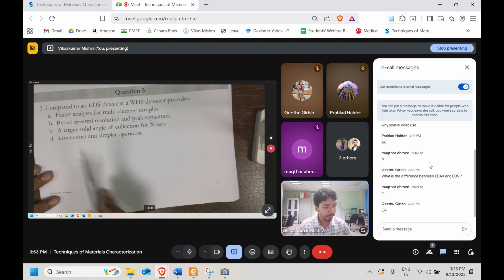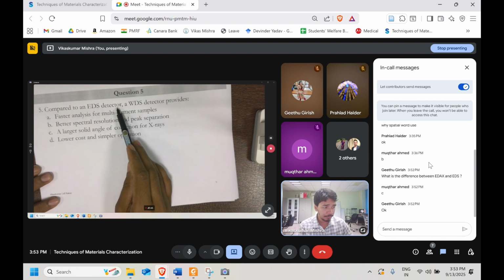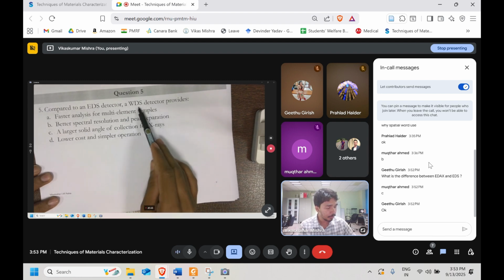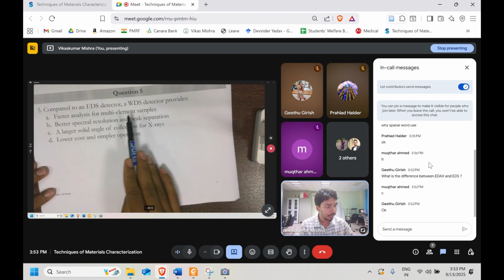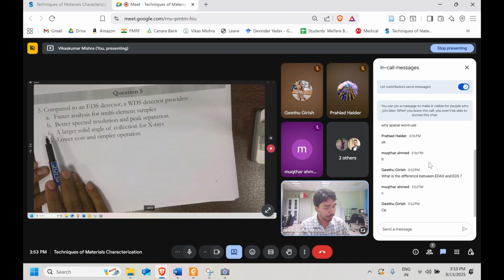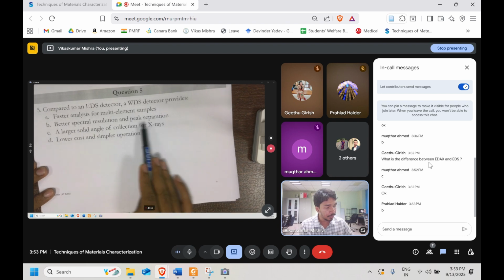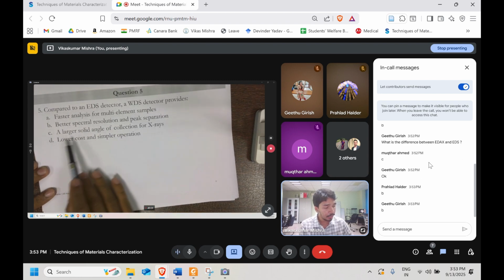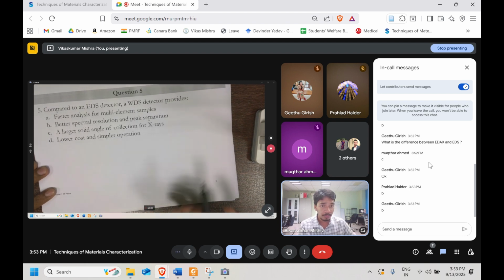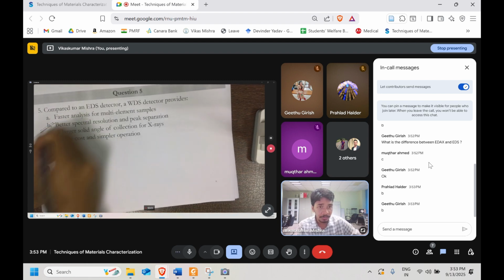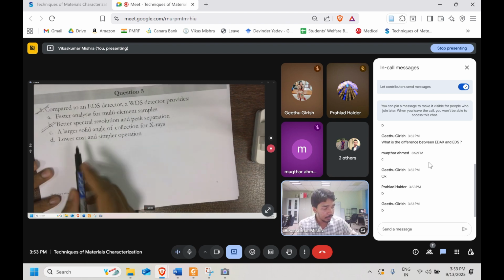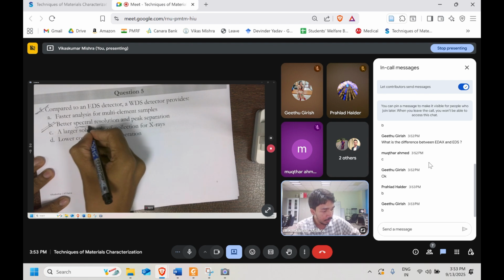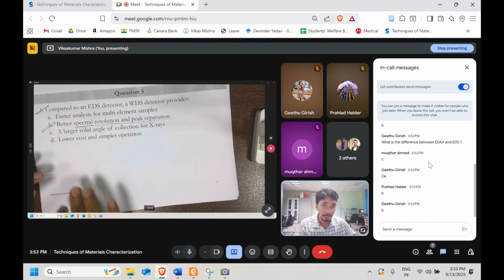Let's go with question number 5. Compared to an EDS detector, a WDS detector provides: faster analysis for multi-element specimens, better spatial resolution, better peak separation, a larger solid angle for collection of the X-ray, or low cost and simplicity. Very good, guys. The right answer is option B, Prahlad and Gitu, great. The spectral resolution and the peak separation will be better.